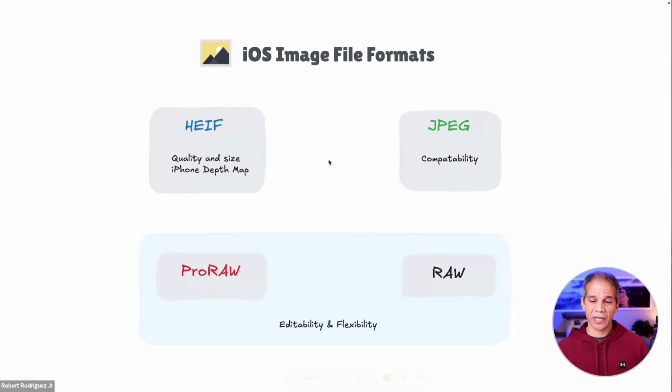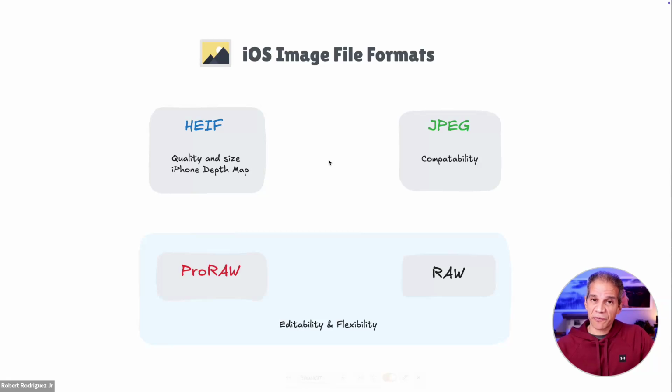There's HEIF. Actually, let's start with JPEG because that's the one that we're most familiar with. Of course, it'll shoot JPEG. That's a compressed image, and that's going to be most compatible. But Apple introduced a new format a couple years ago called HEIF, which essentially gives you a smaller file with the same or better quality as a JPEG. So it's basically an improved version, if you will, of JPEG.